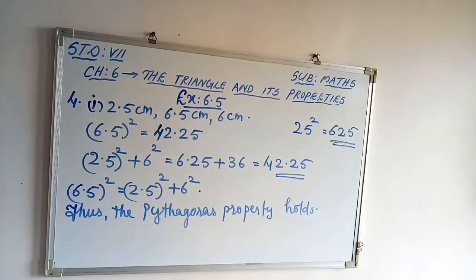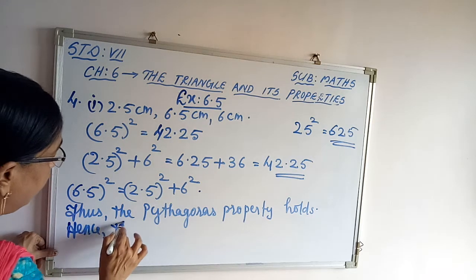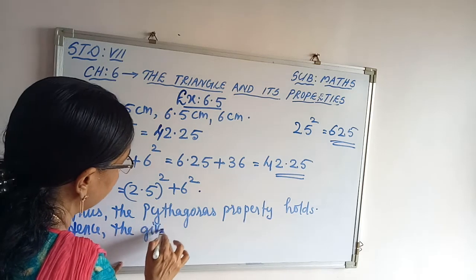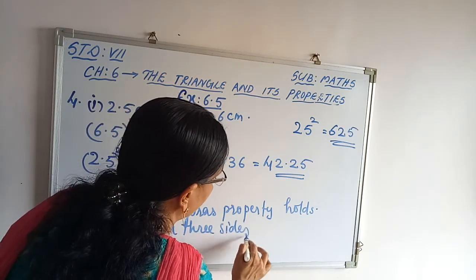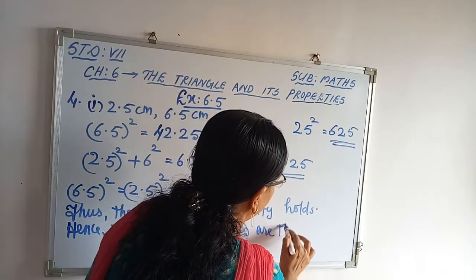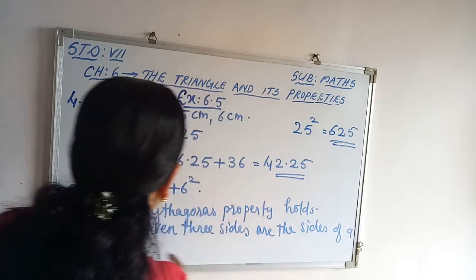So what will you write? Hence the three sides are the sides of a right angled triangle. Hence the given three sides are the sides of a right angled triangle that you will write.